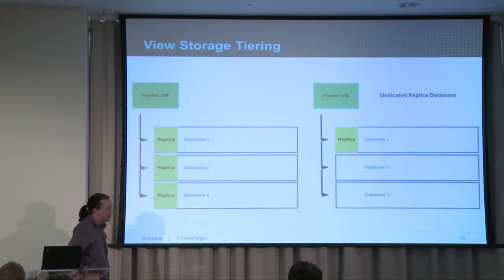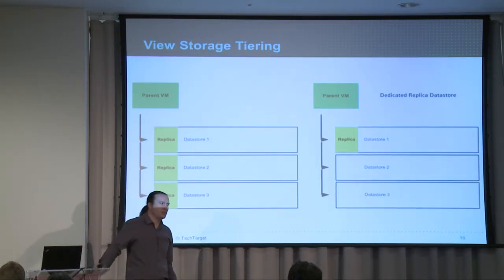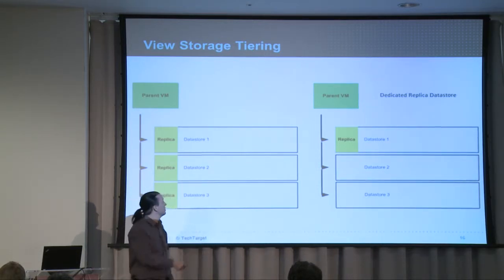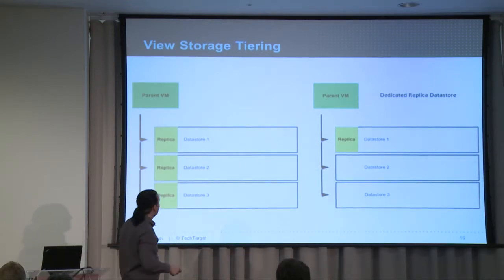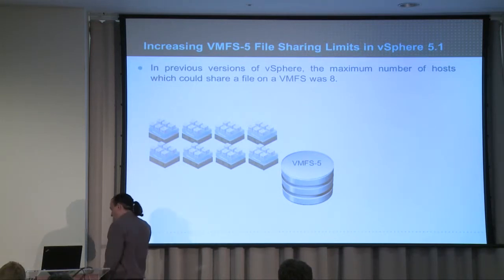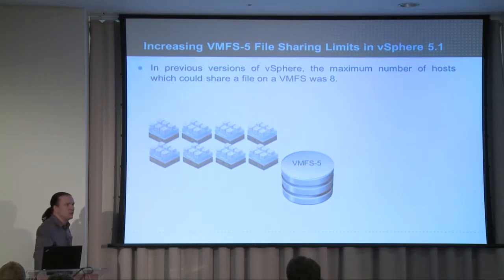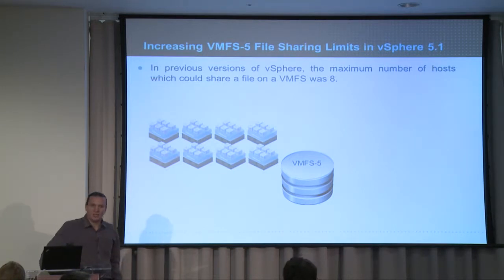This becomes actually a limiting factor. It was a limiting factor. Because if you split off your replica in this model here and have it held once and centrally rather than once per data store, VMFS had a limitation, which was you could only have 8 hosts sharing a file with read. So your maximum cluster size became 8. This was limiting.